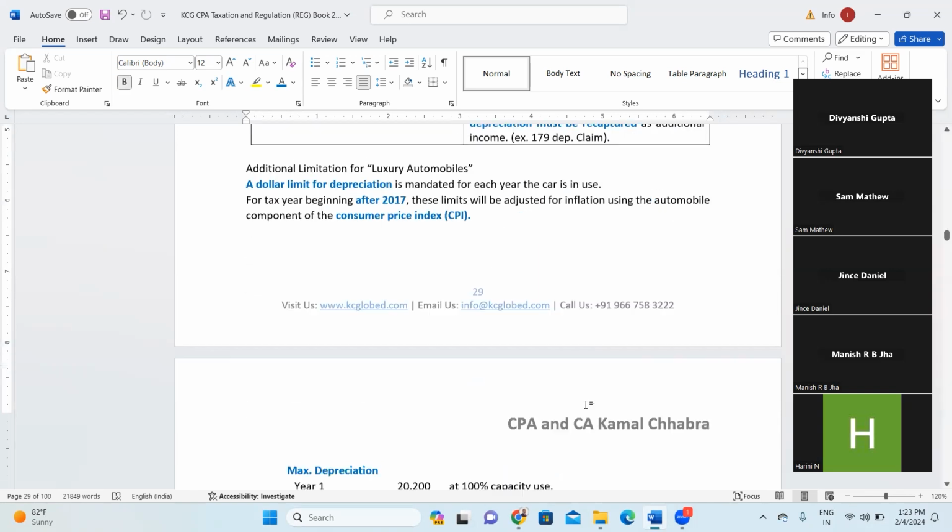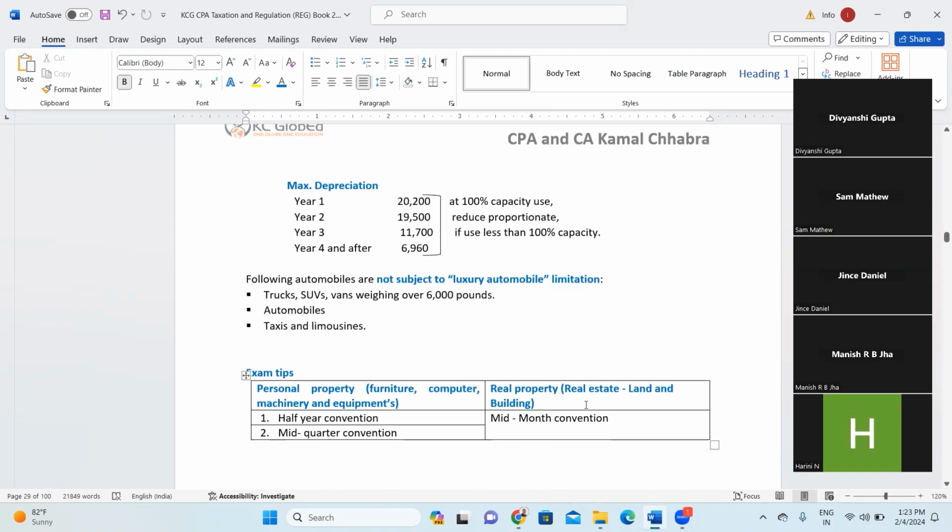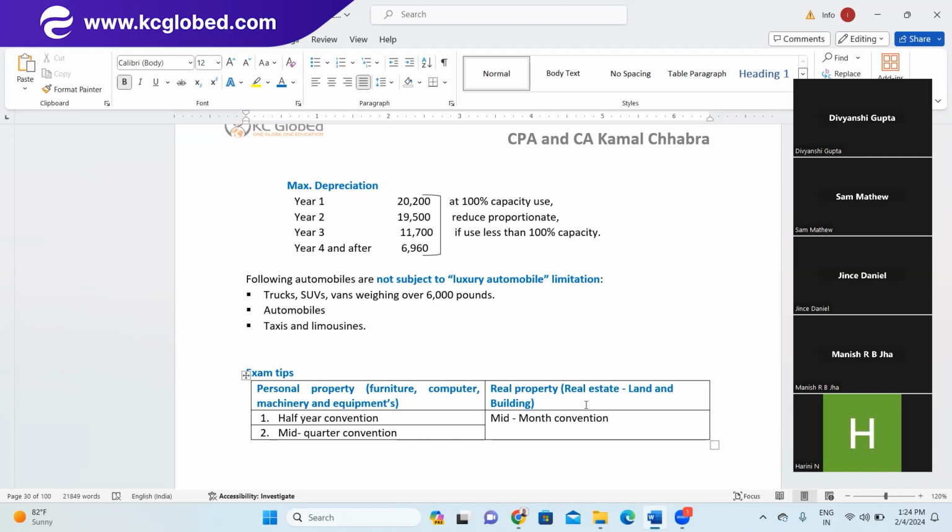Now, one second. So the maximum depreciation for year one you can charge is $20,200. Year two, $19,500. Year three, $11,700. And year four and after, $6,960 at 100% capacity use, and reduced proportionately if used less than 100% for business purpose, right? So these are the maximum depreciation on those luxury cars.